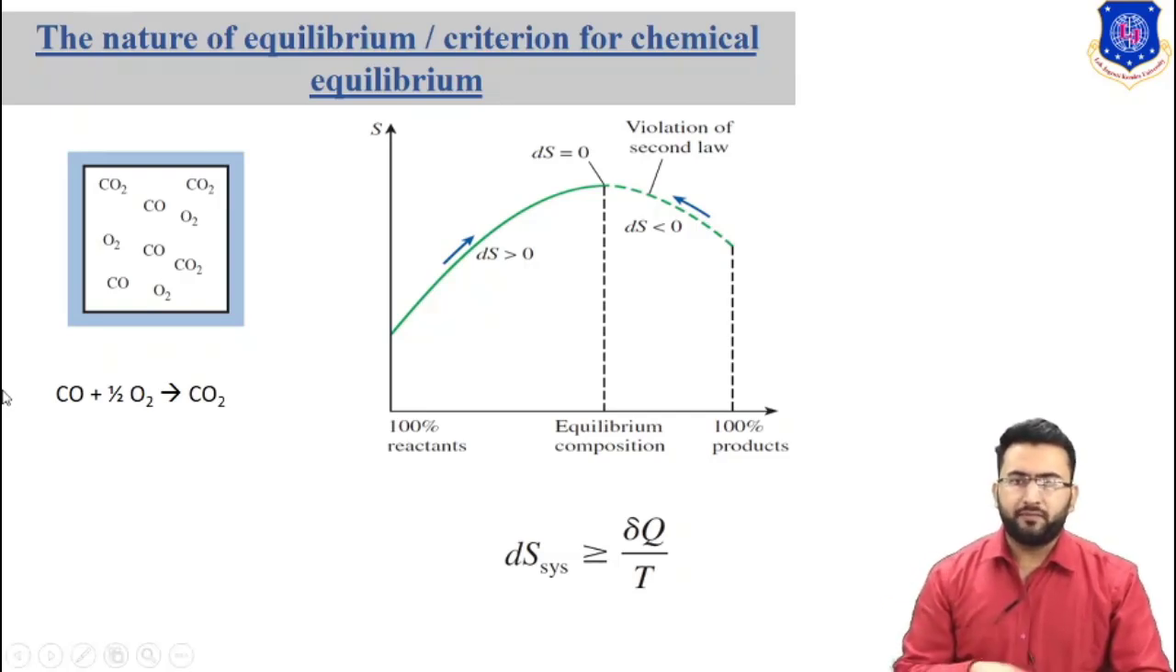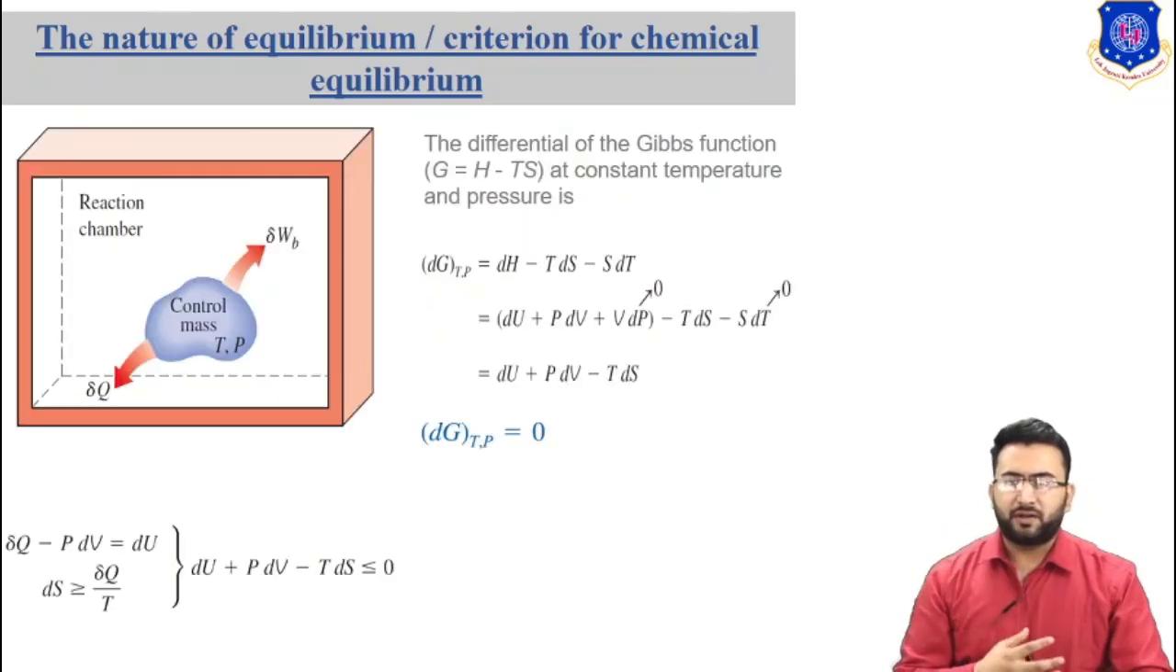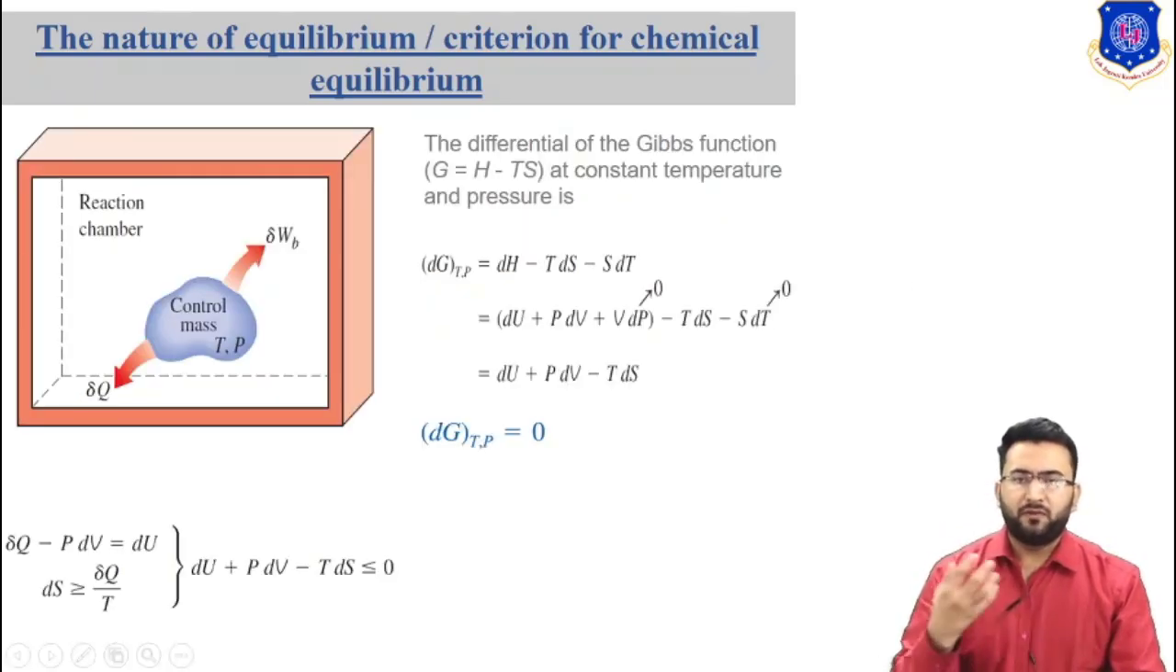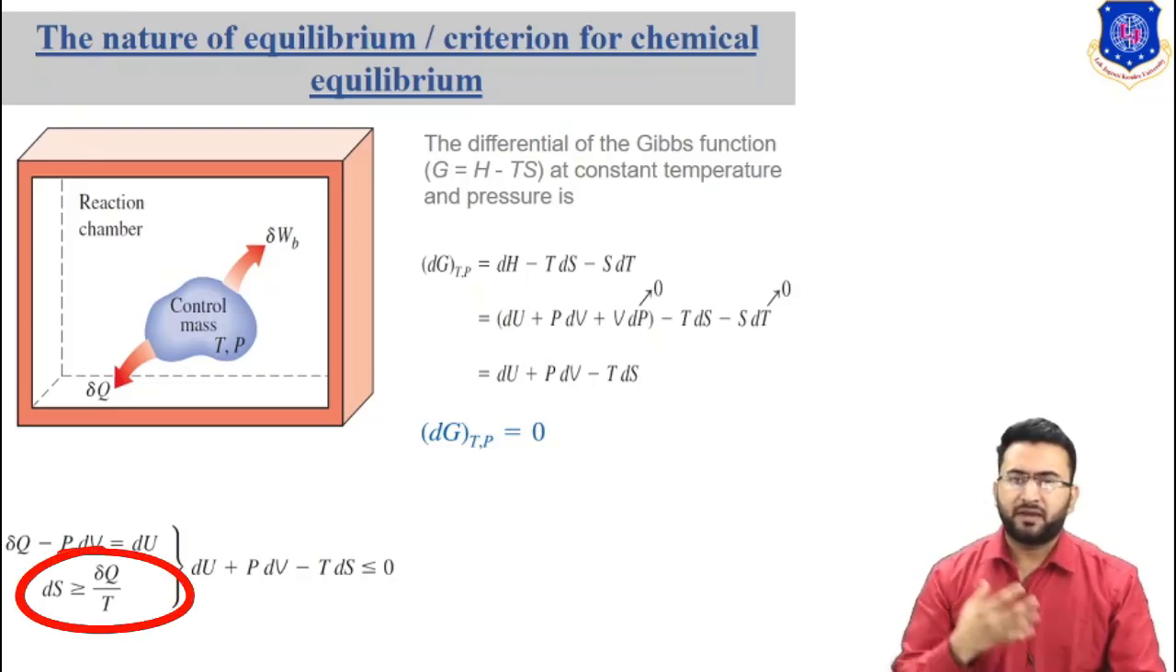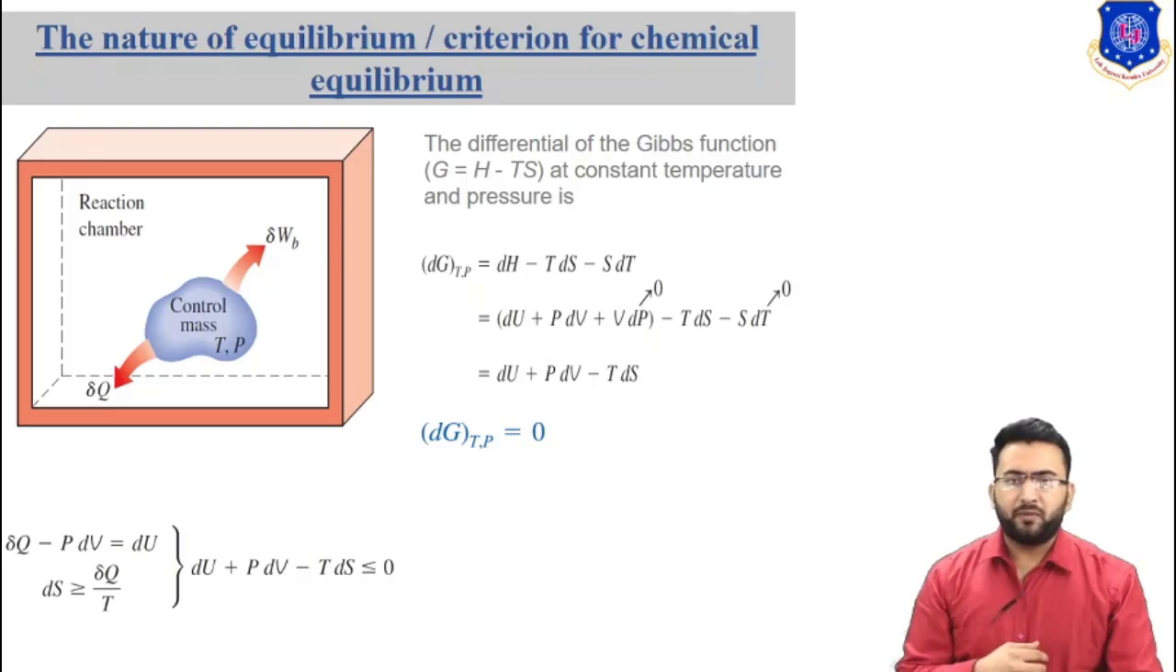Taking the positive direction of heat transfer to be to the system, the increase of entropy principle for reacting and non-reacting systems is expressed by the equation dS ≥ δQ/T. For a system and surroundings forming an adiabatic system, this reduces to dS ≥ 0. That is, a chemical reaction in an adiabatic chamber proceeds in the direction of increase in entropy. When the entropy reaches a maximum, the reaction stops. Therefore, entropy is a very useful property in the analysis of reacting adiabatic systems.